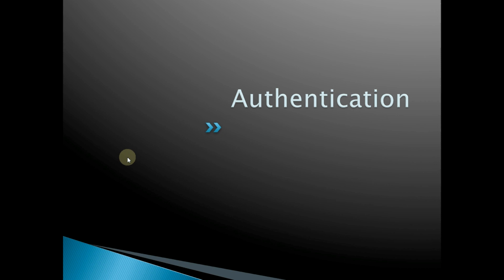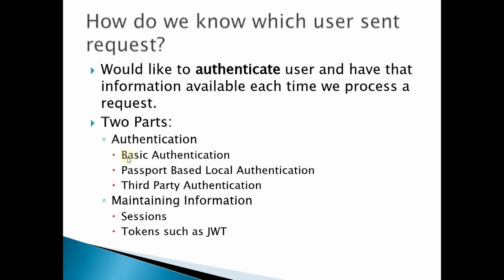Then the next thing is our authentication. In authentication, how do we know which user sent the request? We would like to authenticate the user and have that information available each time we process a request onward. So there are mainly two parts. One is this authentication part, and second is the availability of information throughout the application. Whenever a request comes again, it will recheck that information.